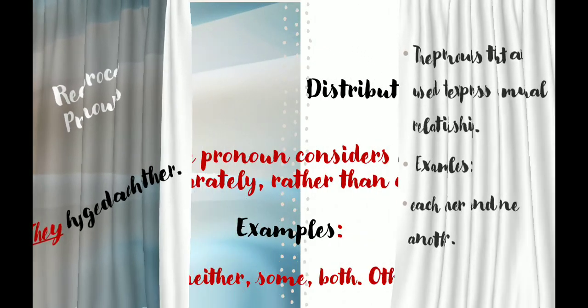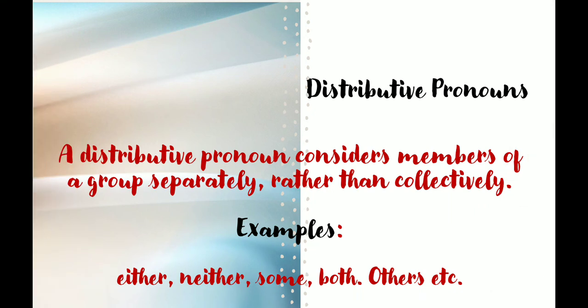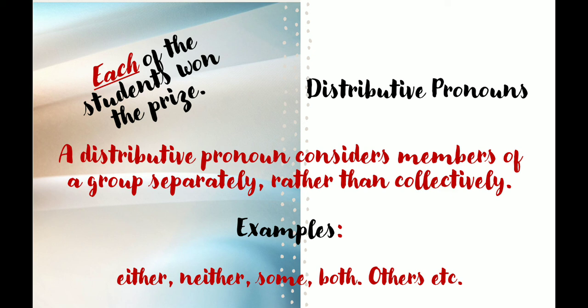The last one is distributive pronoun. A distributive pronoun considers members of a group separately rather than collectively. Examples: either, neither, some, both, others, etc. Example sentence: each of the students won the prize.